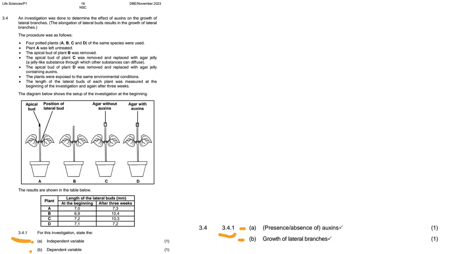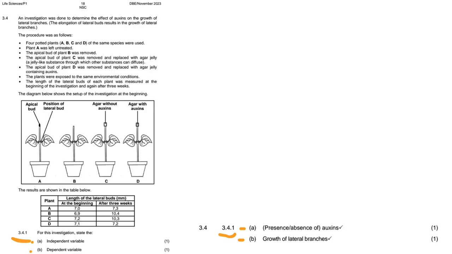3.4. An investigation was done to determine the effect of auxins on the growth of lateral branches. The elongation of lateral buds results in the growth of lateral branches. The procedure was as follows. 4 potted plants, labeled A, B, C, and D, of the same species were used. Plant A was left untreated. The apical bud of plant B was removed.